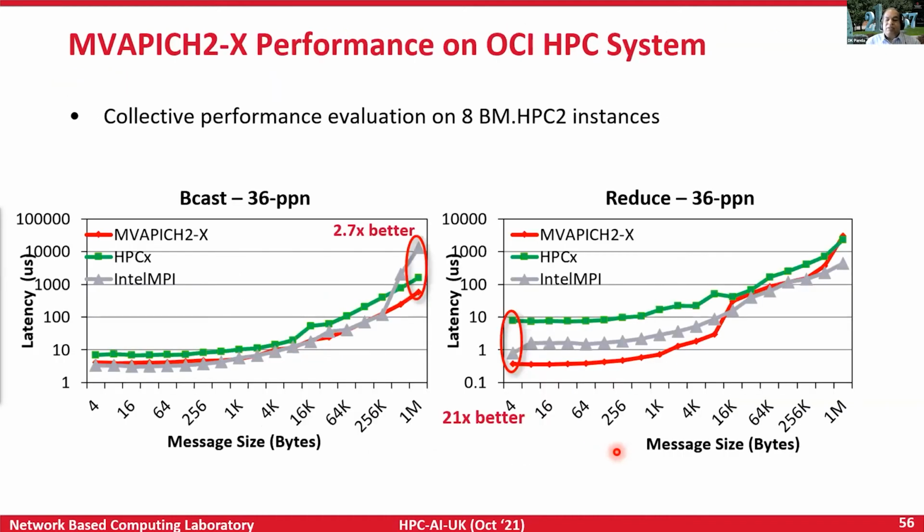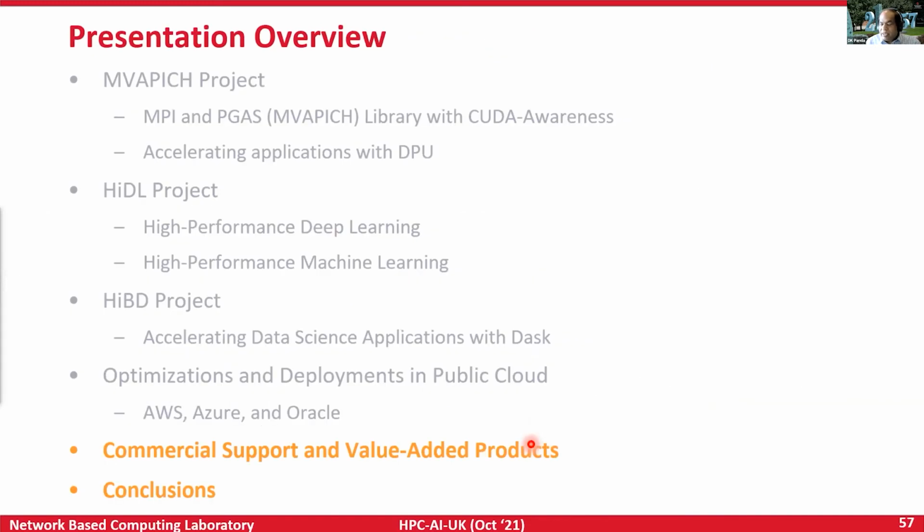And recently, last year, we also started an engagement with Oracle with some funding. So another deployment is coming out. They are deploying it in their HPC system, the Oracle Cloud Infrastructure. Here you can again see some collective performance. I'm showing Bcast and Reduce compared to MVAPICH2-X, Intel MPI and HPC-X. We are able to give, in fact, 2.7x and 21x better performance. So those are the cloud numbers.